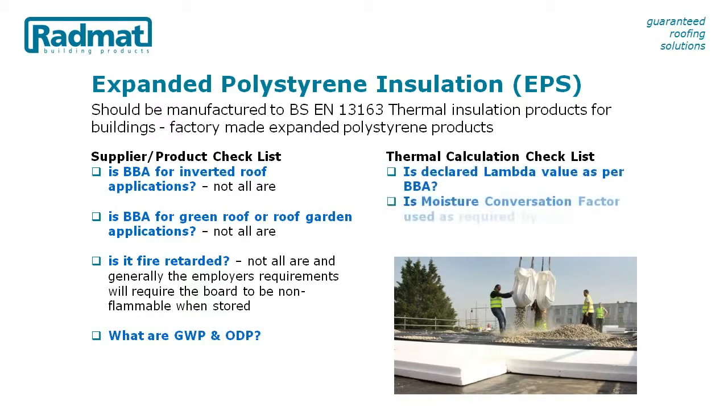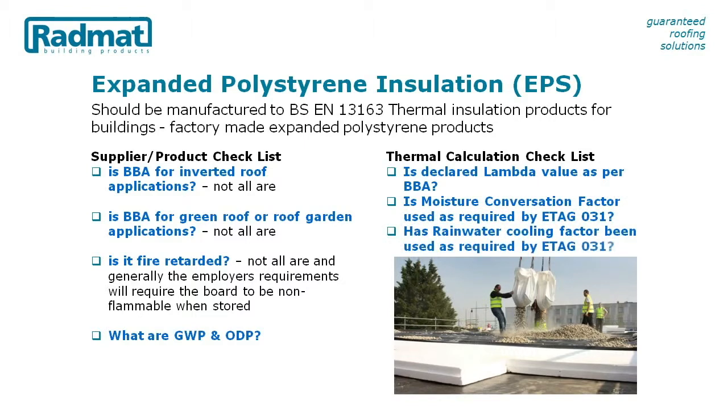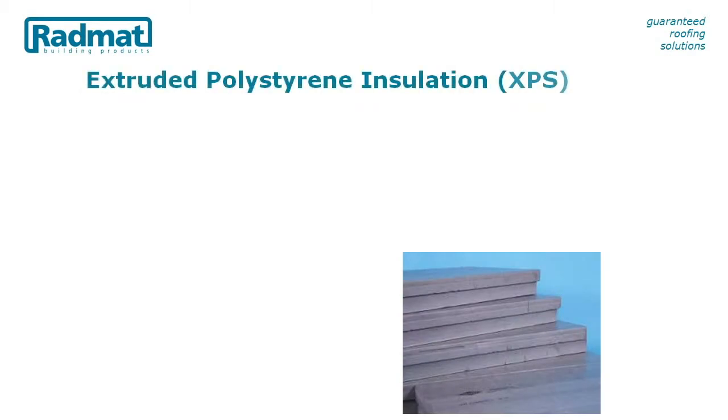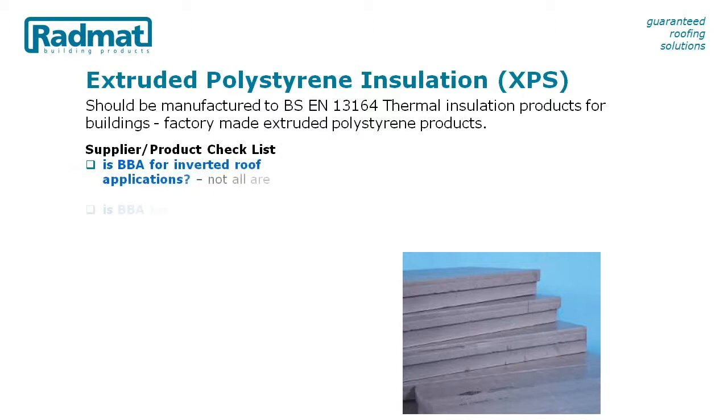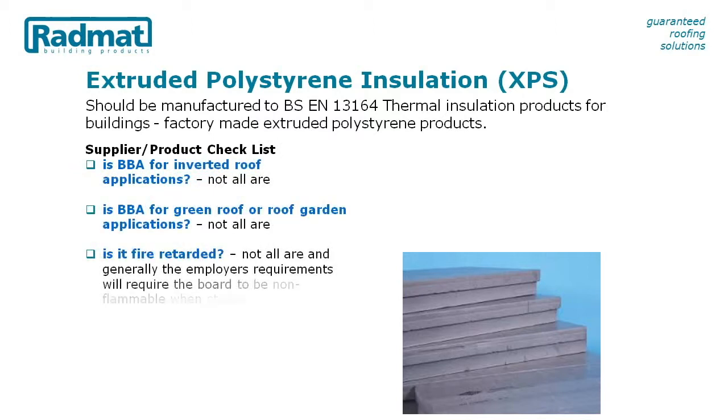Thermal calculation checklist. Is the declared lambda value as per BBA? Is the moisture conversion factor used as required by ETAG 031? Has the rainwater cooling factor been used as required by ETAG 031? The traditional choice for inverted roof systems worldwide, extruded polystyrene, is available from a number of manufacturers. The same checklist applies as for the expanded polystyrene.